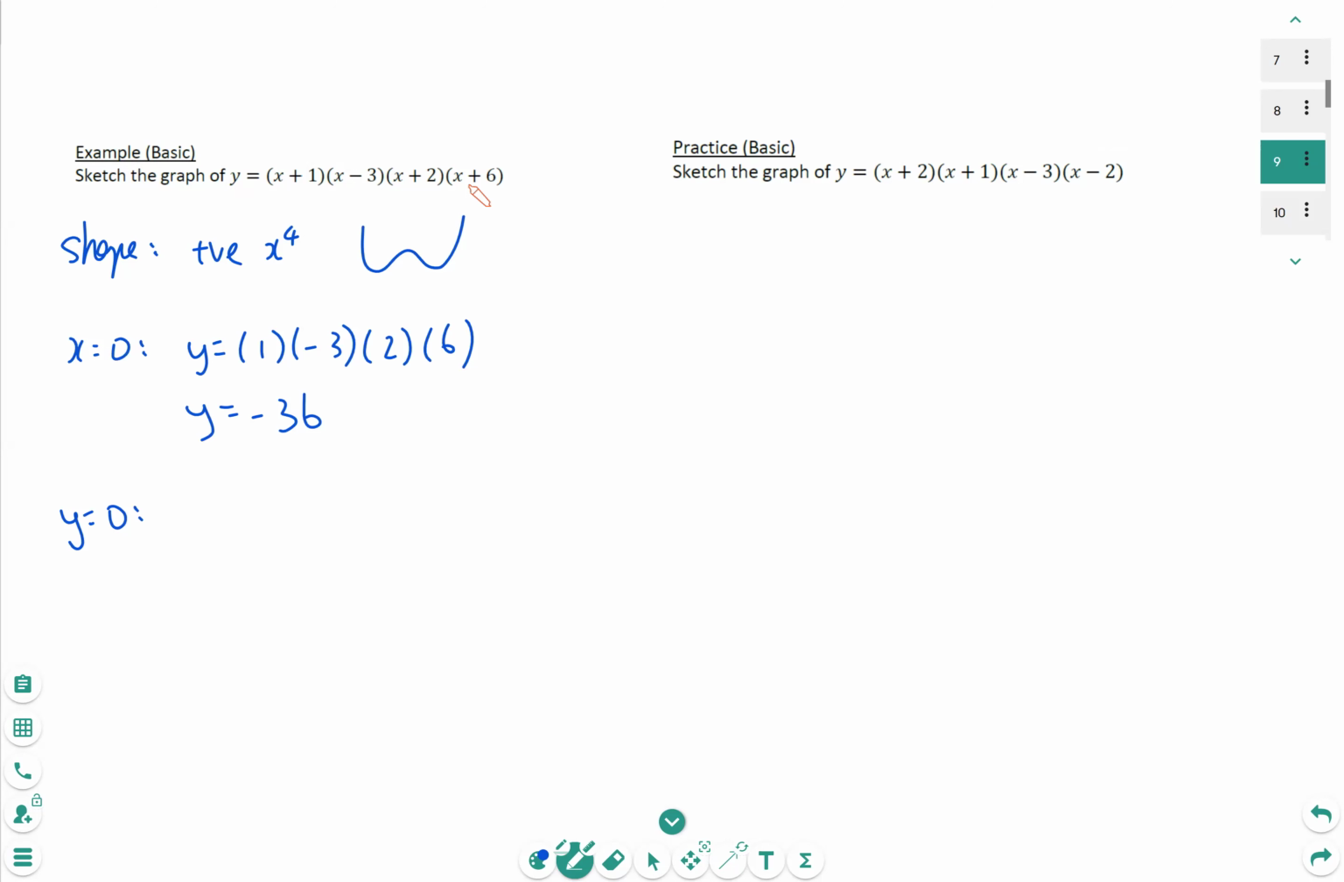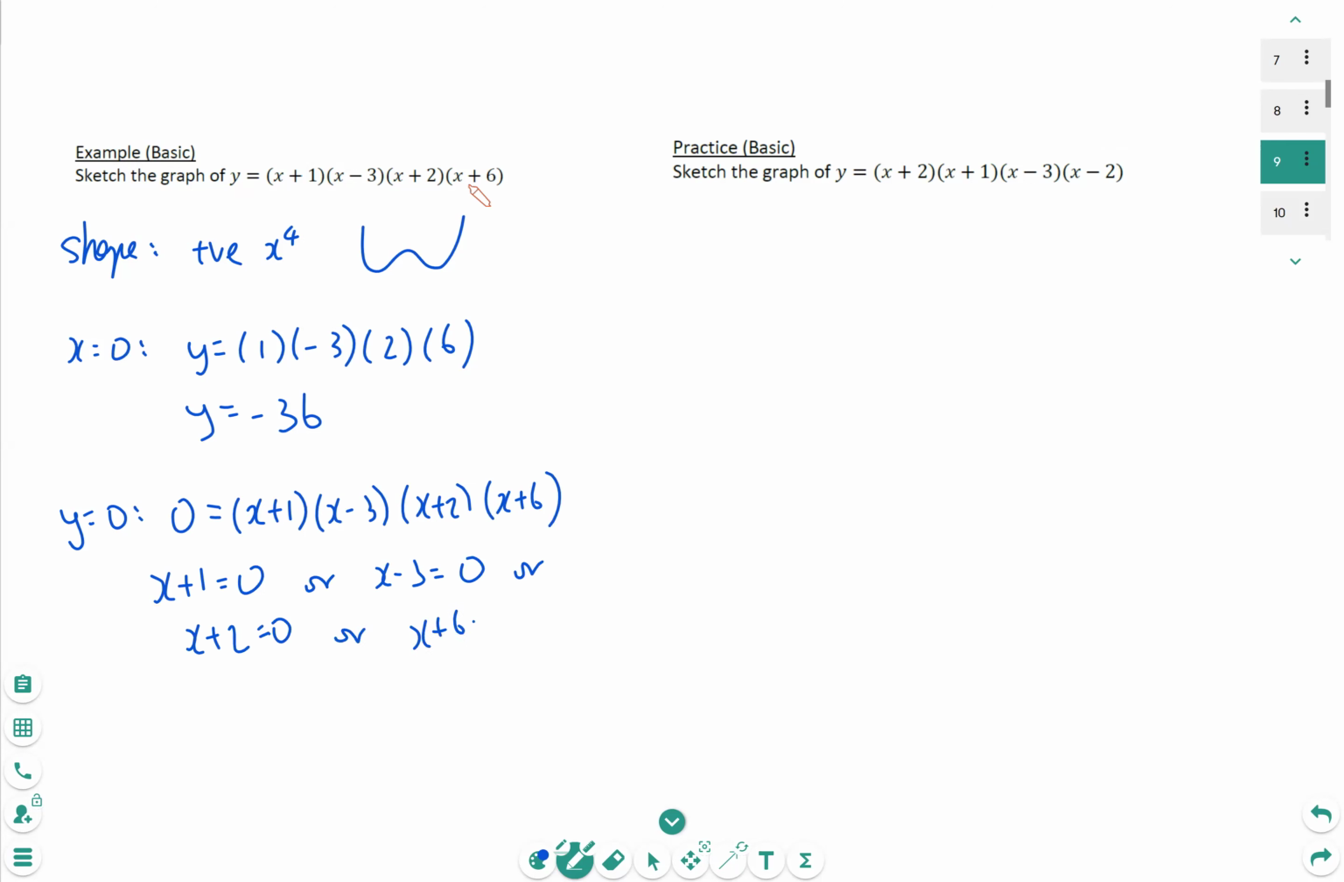Now, these steps you can skip later on, obviously, if you know what you're doing. But for the sake of completeness of the notes, I'm going to show you all the steps in between. So I'm going to let y equal 0. So 0 equals (x plus 1)(x minus 3)(x plus 2)(x plus 6). Therefore, x plus 1 equals 0, or x minus 3 equals 0, or x plus 2 equals 0, or x plus 6 equals 0. Therefore, x equals minus 1, x equals 3, x equals minus 2, or x equals minus 6. Obviously, you can just write the last step, you can see it through. So x equals minus 1, 3, minus 2, minus 6. The shape being a W.